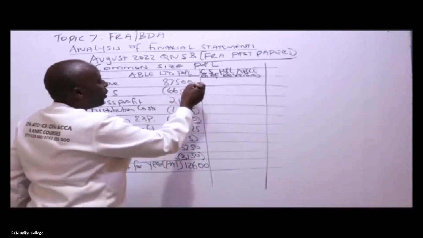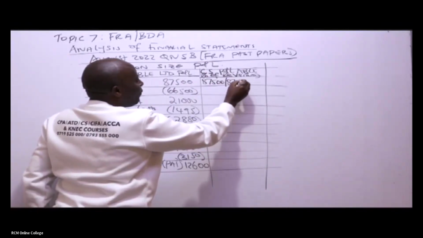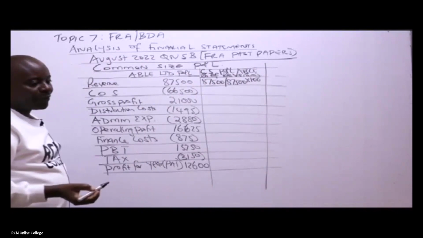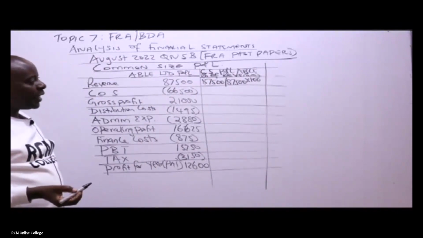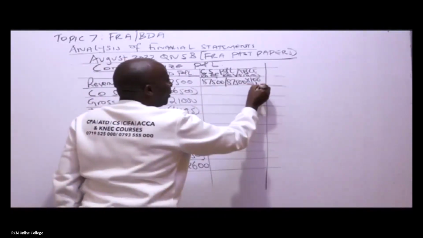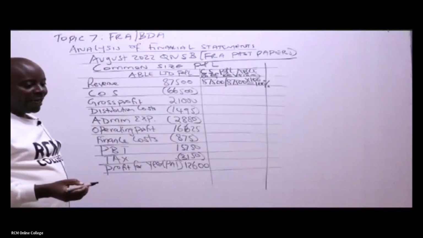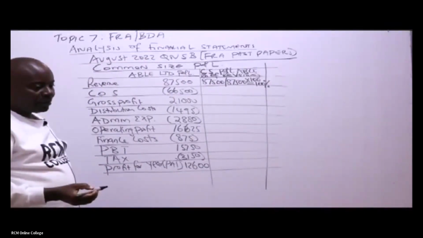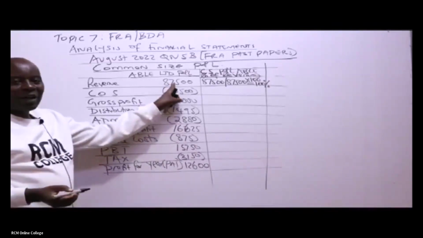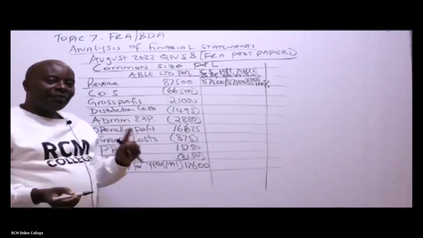Like the first one, this will be 87,500 over 87,500. Whatever I get, I multiply by 100. So of course, the first one will give me 100%, because the base revenue is 87,500. So all the numbers here will be divided by 87,500.